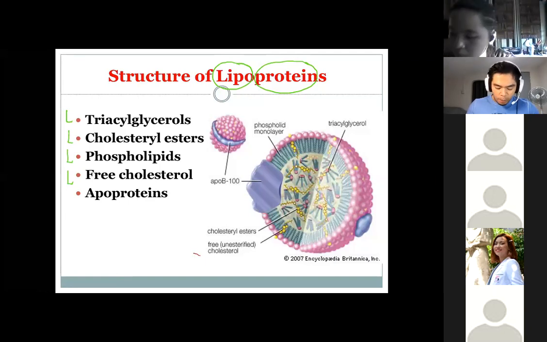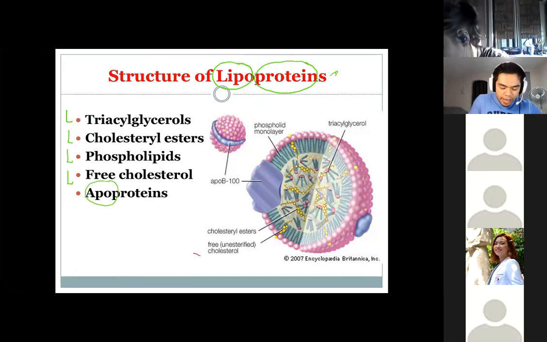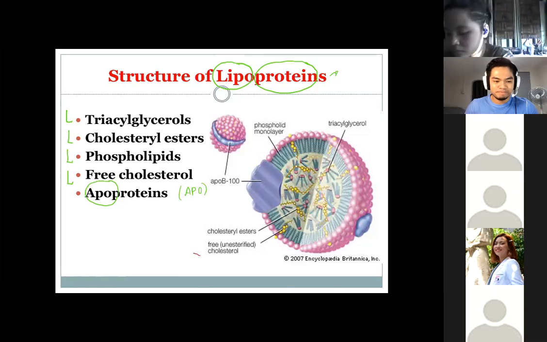Okay? Now, what about for the protein component? Don't forget this, everyone. Ang protein component sa lipoprotein ay tinatawag na mga apoprotein. Okay? Mga apoprotein. Often in books or in references, they have the symbol or abbreviation APO. So pag narinig niyo yung APO, anong ibig sabihin natin dyan? The protein portion of the lipoprotein. So far, do you understand me?